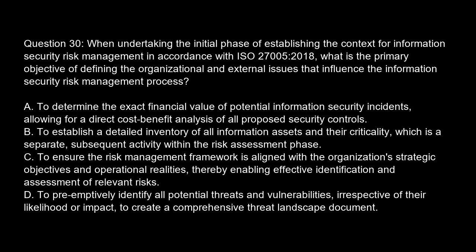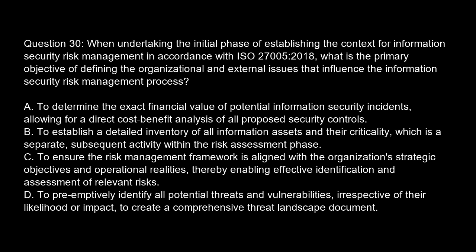Question 30. When undertaking the initial phase of establishing the context for information security risk management, in accordance with ISO 27005-2018, what is the primary objective of defining the organizational and external issues that influence the information security risk management process? Option A, to determine the exact financial value of potential information security incidents, allowing for a direct cost-benefit analysis of all proposed security controls.